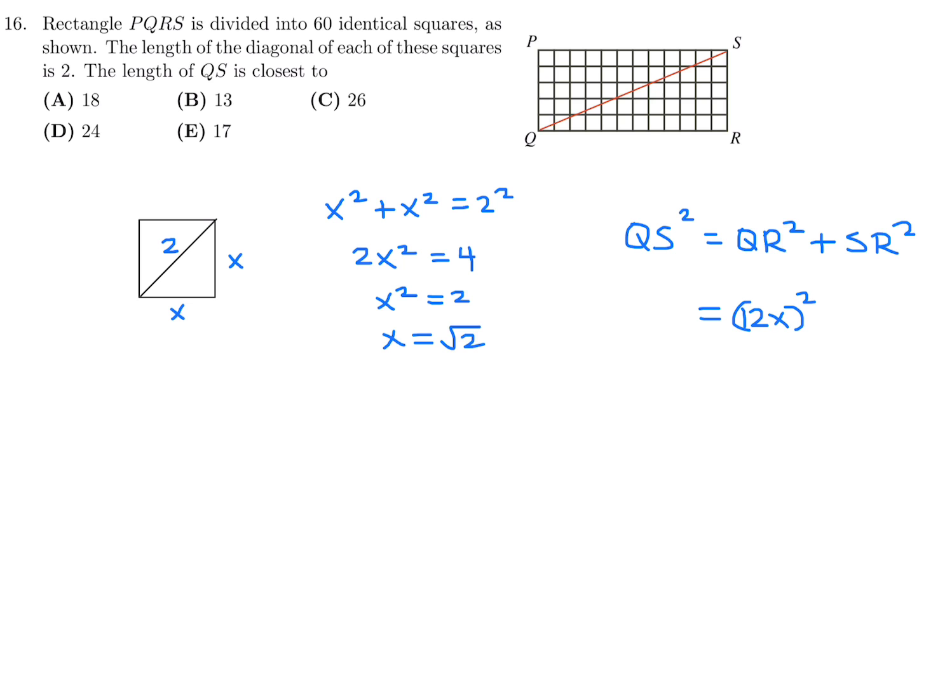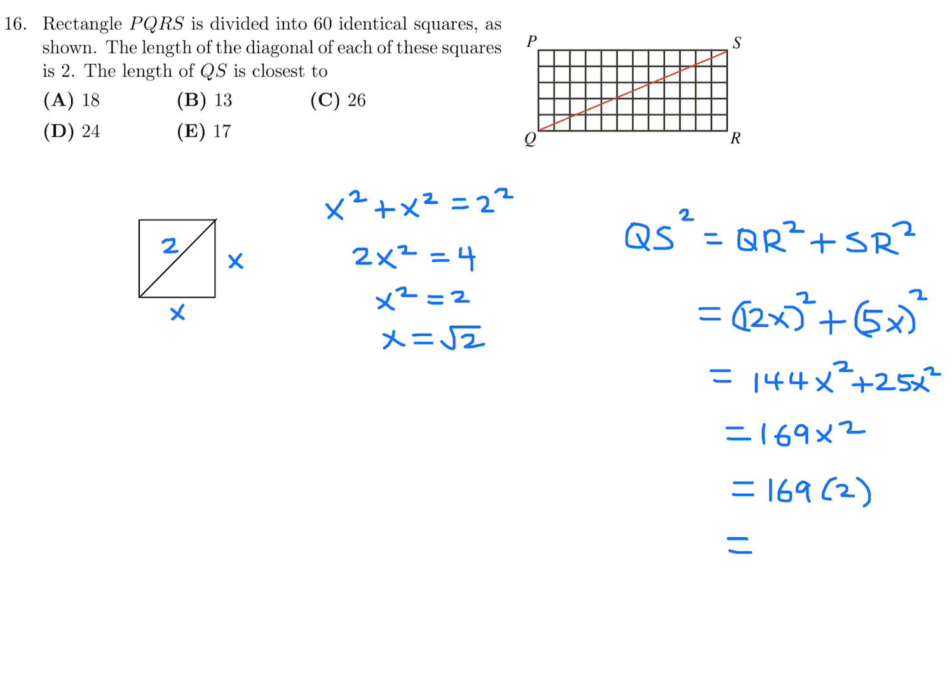Okay? SR, well, SR is 1, 2, 3, 4, 5. And each of those is x. So it's 5x. So that's 144x squared plus 25x squared. That's 169x squared. x squared is right here. It's 2. So 169 times 2. And that is going to be 169 times 2 is what, 338? Yeah, 338.